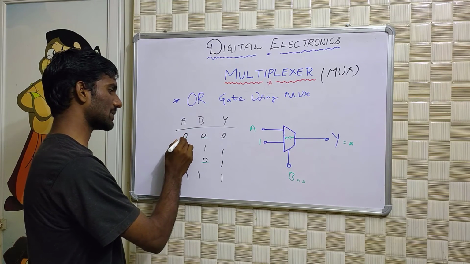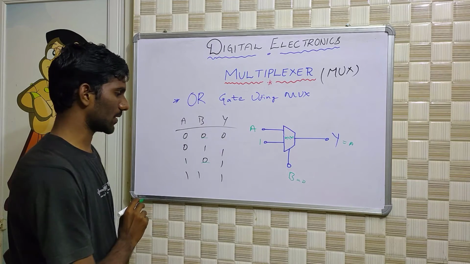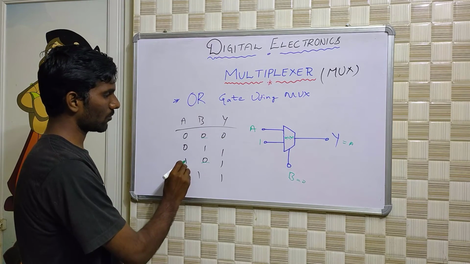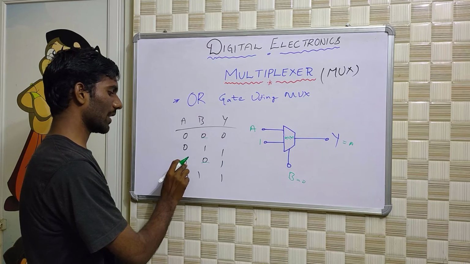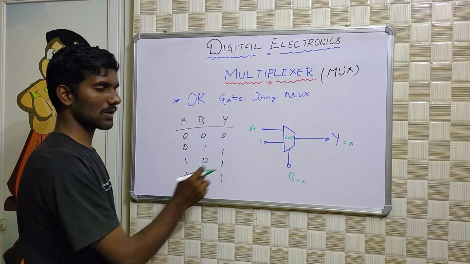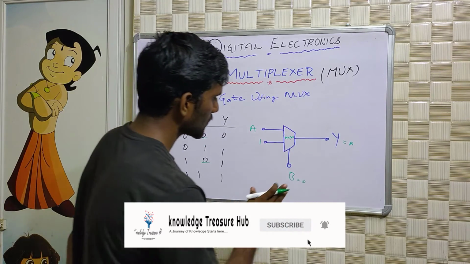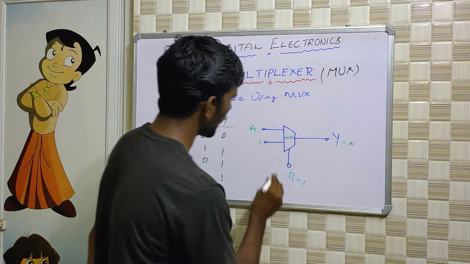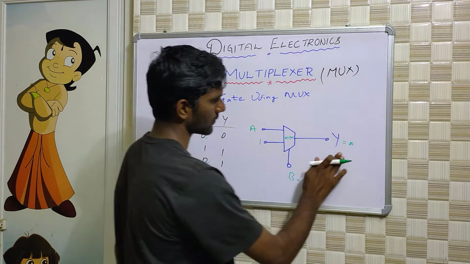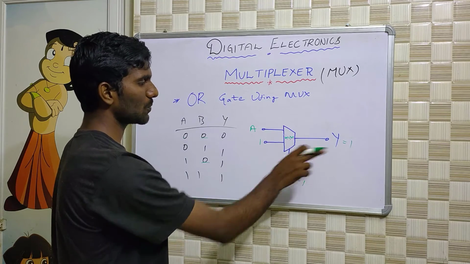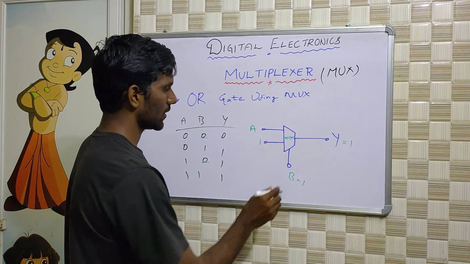So here we have A as 0, output is also 0. Similarly in here, B as 0, so output should be A. So here we have A as 1, output is also 1, right? So one condition is satisfied. So if we take B as 1, output should be always 1, right?